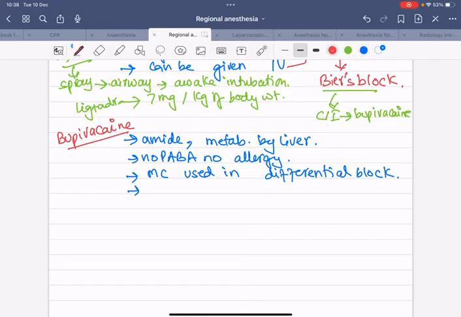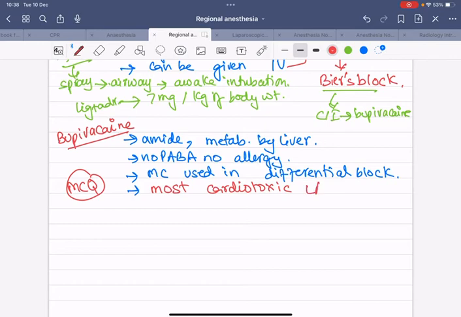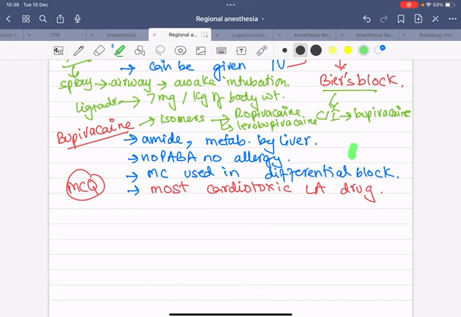And very important MCQ which you must remember, that it is the most cardiotoxic local anesthetic drug. Most cardiotoxic local anesthetic drug. Answer is bupivacaine. That's why they now make the isomers of bupivacaine in the form of ropivacaine and levobupivacaine, to reduce their cardiotoxicity. So the most cardiotoxic local anesthetic drug, answer is bupivacaine. And one important point of bupivacaine, please remember, it is contraindicated in Bier's block. In Bier's block, you are not going to give bupivacaine.